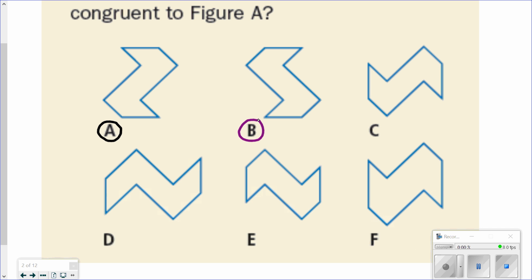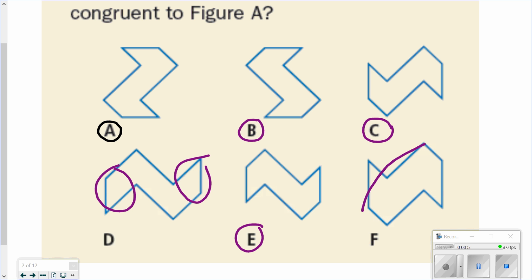B would be congruent, C would be congruent, and E would be congruent. If we look at D here, we notice that its little arms are definitely longer than the arms in A. And if we look at F here, we definitely see that this is thicker than that part there. So the only ones that would be congruent would be B, C, and E.